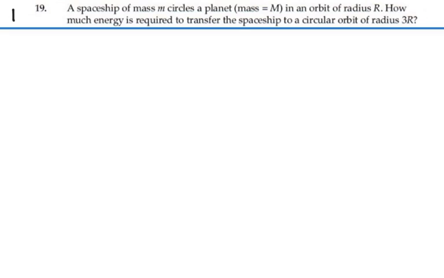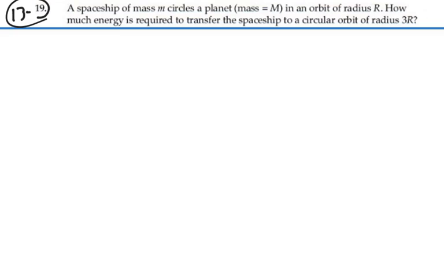Here's problem 1319. A spaceship of mass m circles a planet, mass big M, in an orbit of radius r. How much energy is required to transfer the spaceship to a circular orbit of radius 3r?